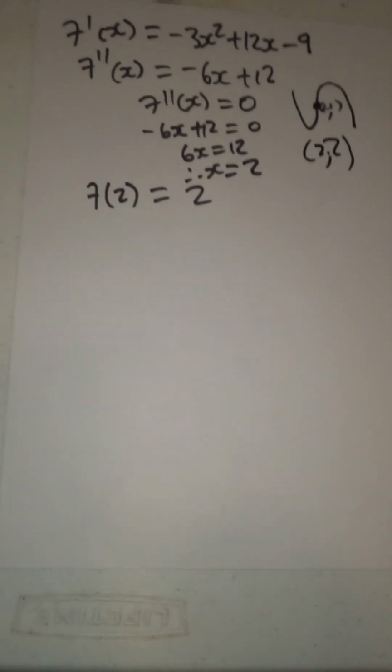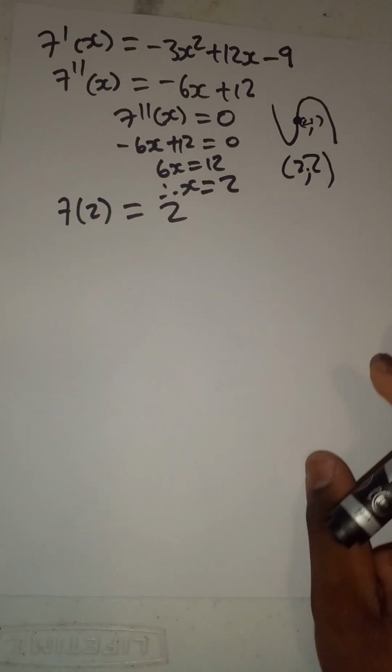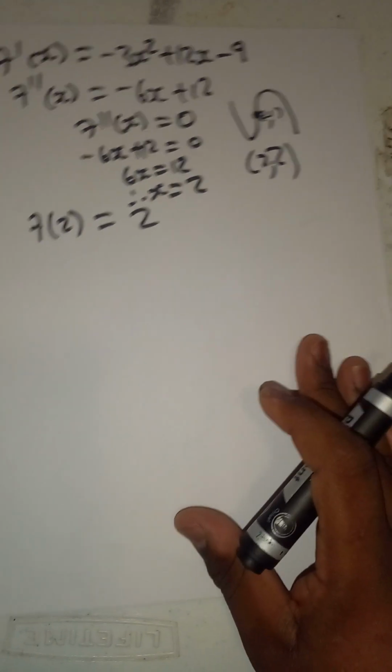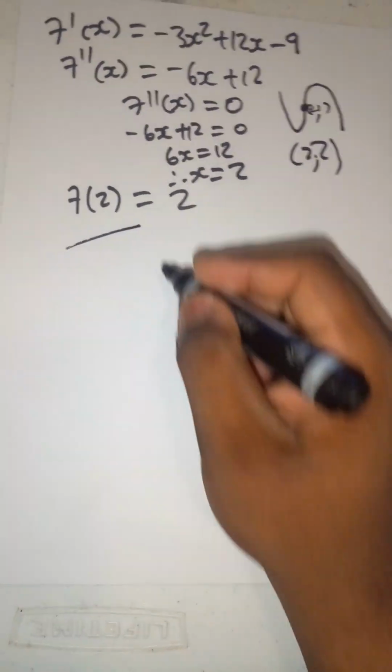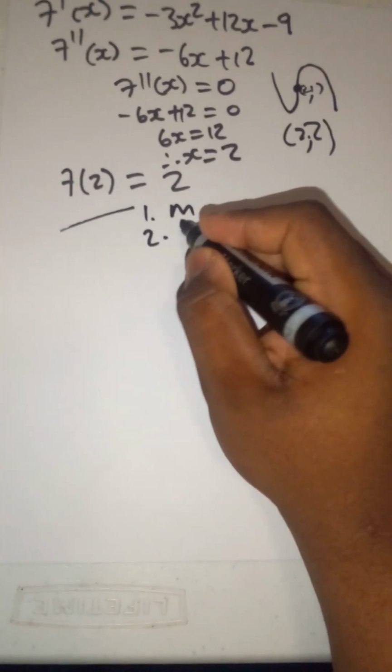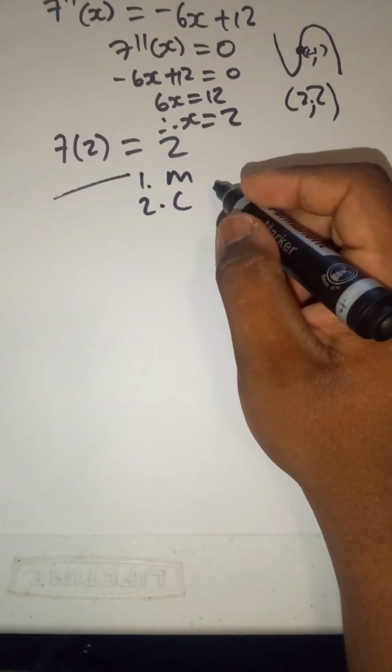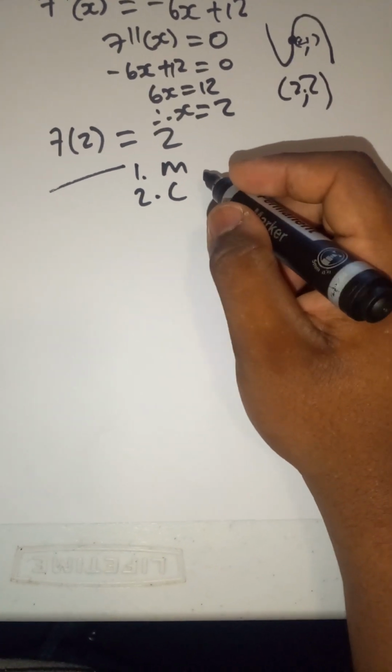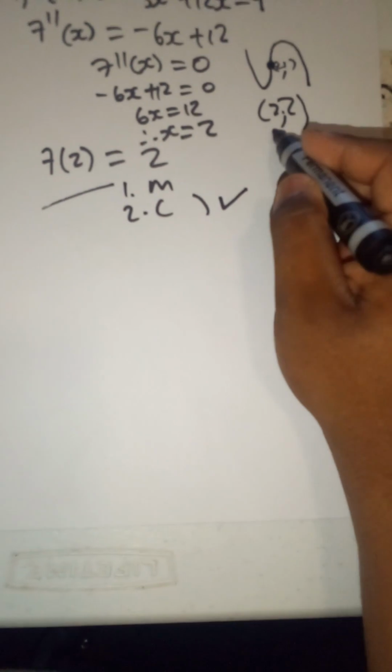Now check something there. They want the equation of the tangent. So now going back to analytical geometry and the concept of the equation of a line, what must you have in order to have the equation of a straight line? You must have the gradient. Number 2, the coordinates. Already I have the coordinates at the point of inflection, which is 2 and 2.